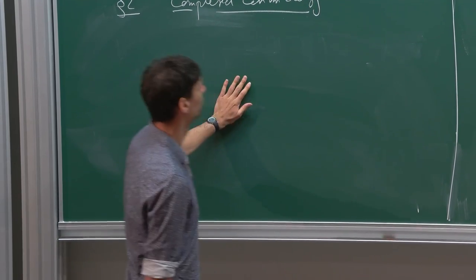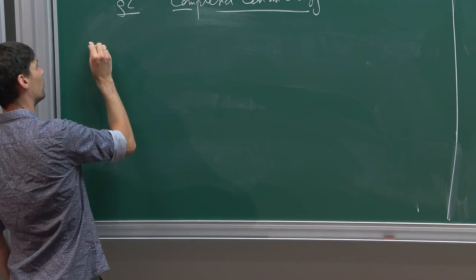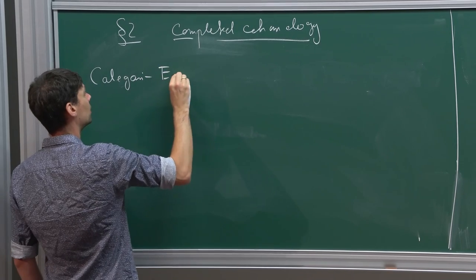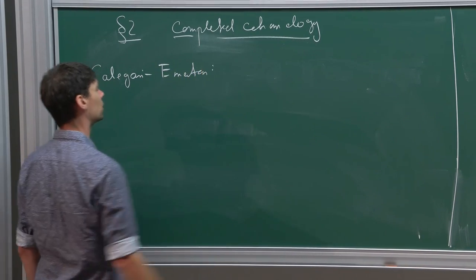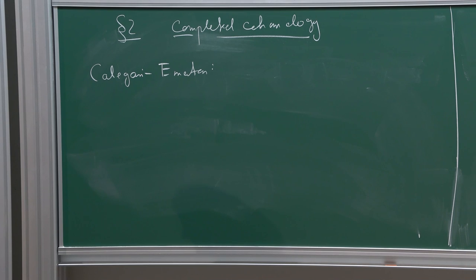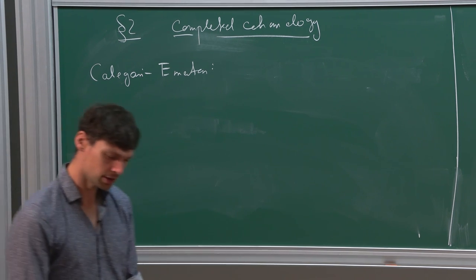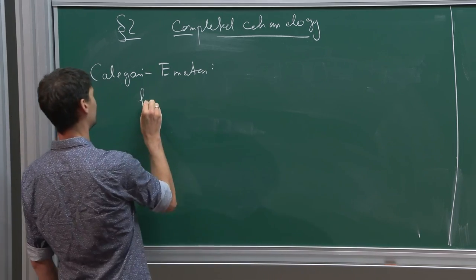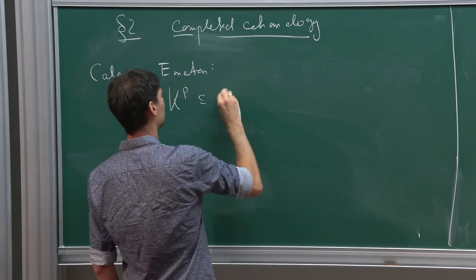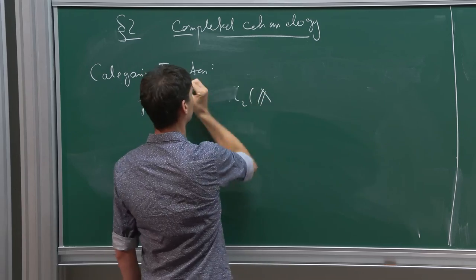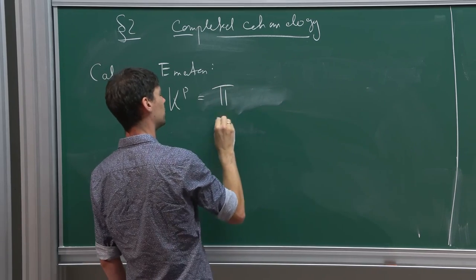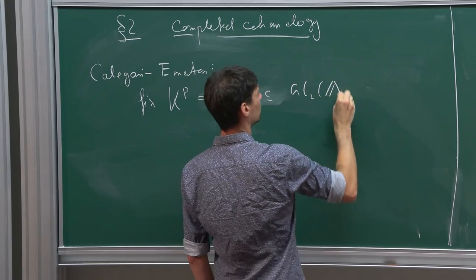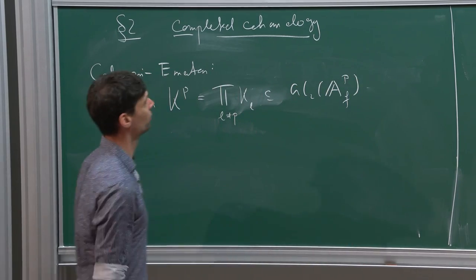Okay, so this follows an idea of Calegari and Emerton. Instead of fixing a level subgroup K, we only fix this level subgroup away from P. So we fix K upper P, and maybe assume that it decomposes in the finite ideals away from P, compact open.